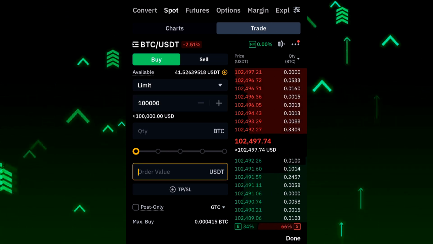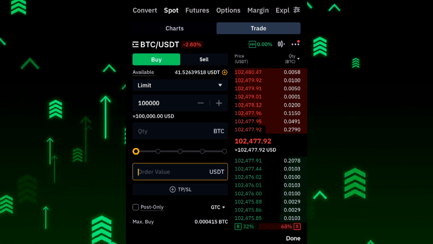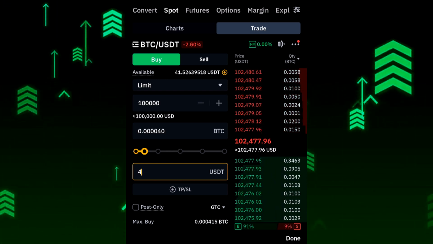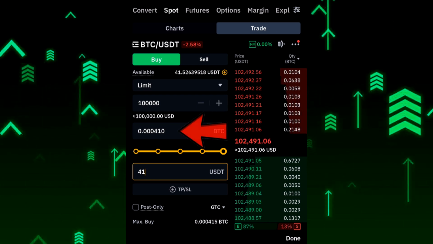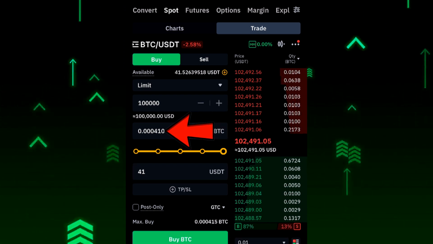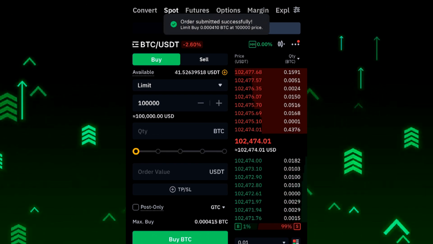Now it is going to ask you how much you want to use to buy Bitcoin when it gets to $100,000, so that you can make some good profit for yourself. Let's say I want to type in about $41. This is the equivalent in Bitcoin, 0.00410. The next thing I need to do is just to click on buy BTC.